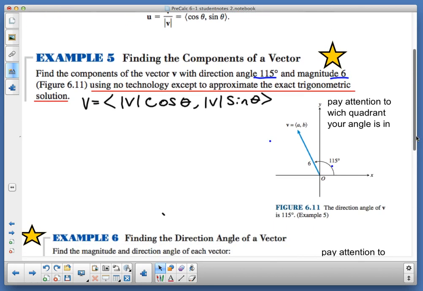But here, you just got to be able to remember that's the magnitude times cosine. Cosine's x, remember? Sine is y. And notice that the magnitude, v, and theta is there. And now plug them in and you're done. Evaluate with your calculator. Go.